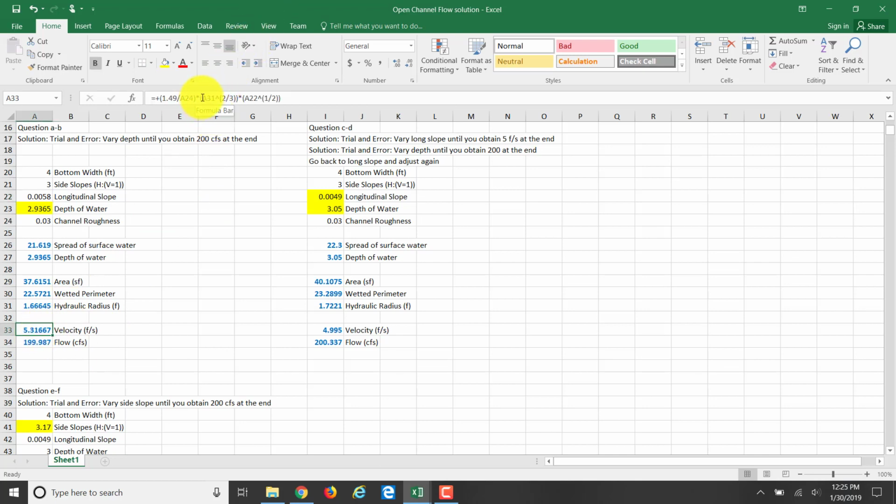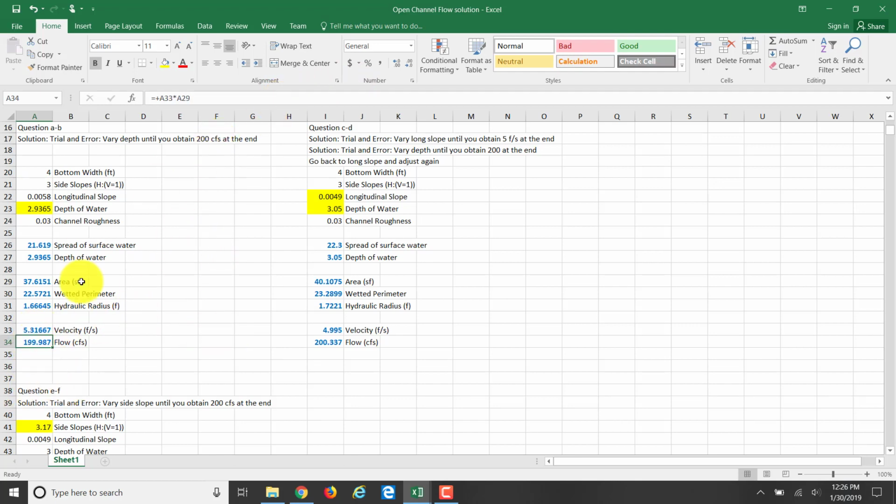Then come over here is going to be my hydraulic radius, which is A31, that cell right here. And that's raised to the 2/3 power. Again, I put this in parentheses so that it divides 2 and 3 and gives me the 0.667 that I need in order to do that part of the equation. And the last part of it is I need to have my longitudinal slope to the 1/2 power, square root of it. So A22 is my longitudinal slope, and that's gone to the 1/2 power, so that's how I get that one.